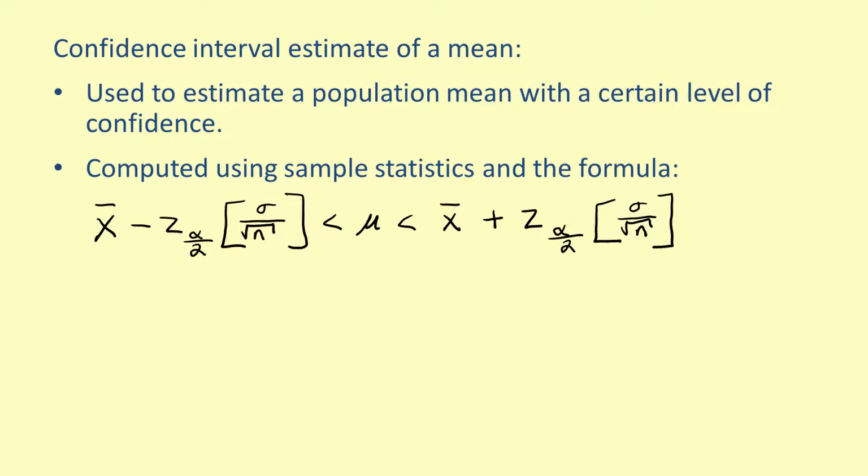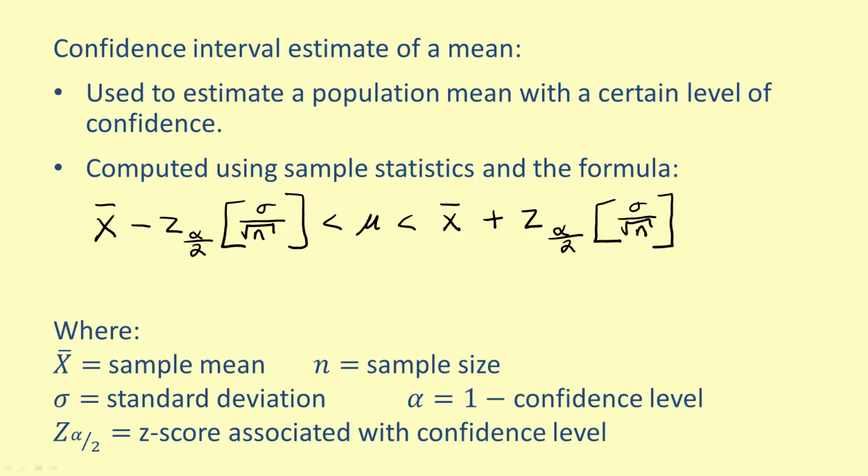In this equation, x bar is the sample mean, sigma is the population standard deviation, n is the sample size, alpha is the significance level, which is equal to 1 minus the confidence level, and z sub alpha over 2 is the z-score associated with the confidence level from the standard normal distribution.